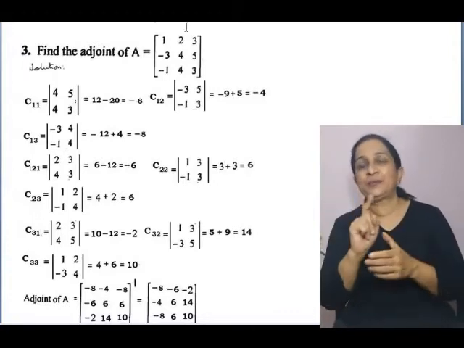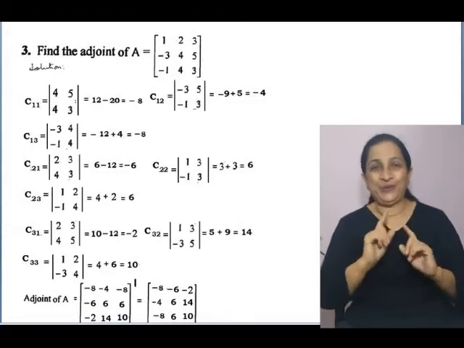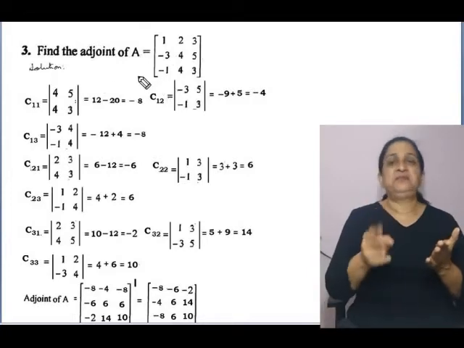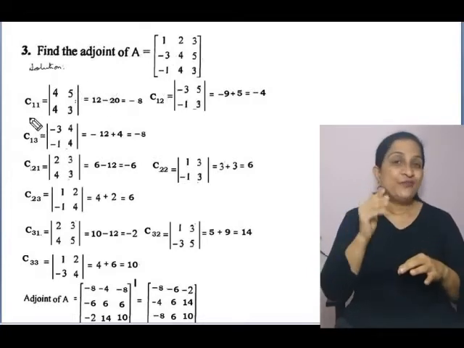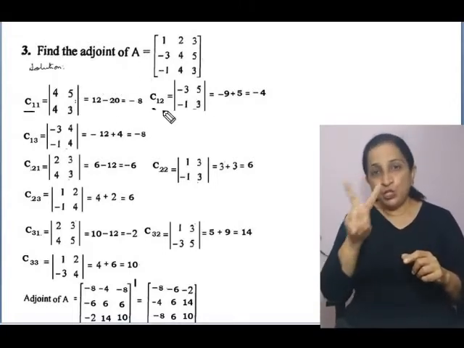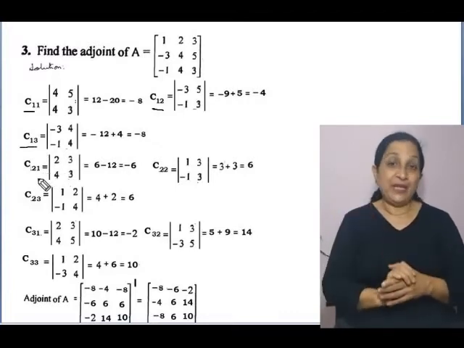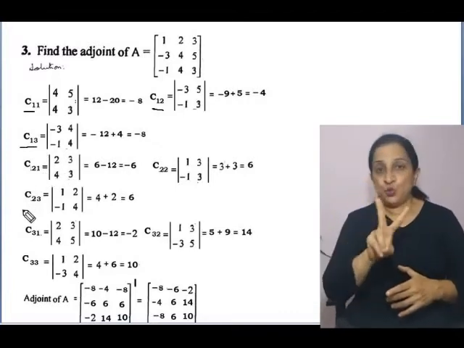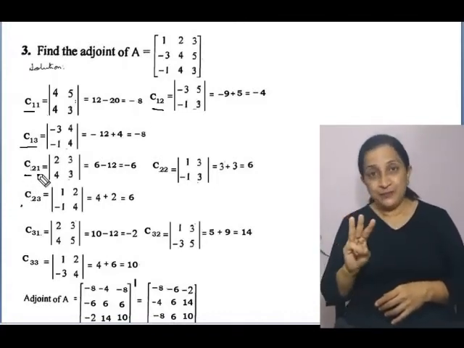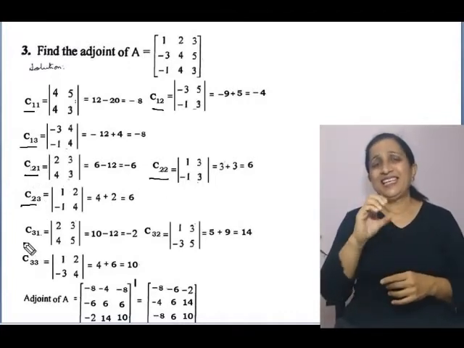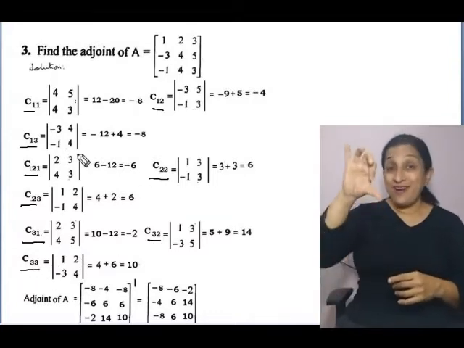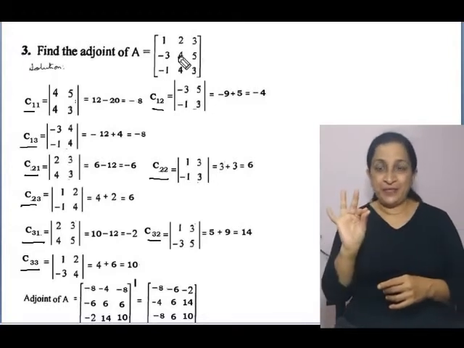Next, it appears a little lengthy problem here. The next one is finding the adjoint. There will definitely be one question on adjoint, how to find it. When you are asked to find adjoint, what do you have to do? Simply you have to determine using this matrix C11, C12, then C13, okay, then C21, C22, C23, and then C31, C32, C33. These totally 9 quantities have to be determined because it's a 3 by 3 matrix.